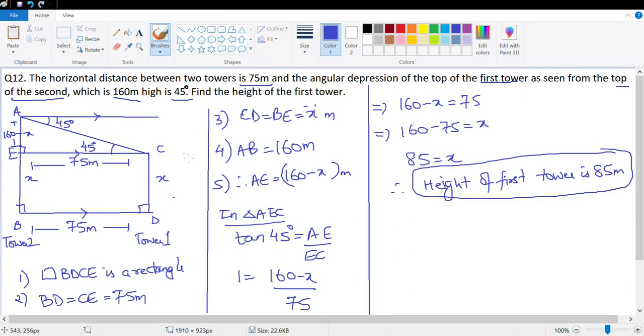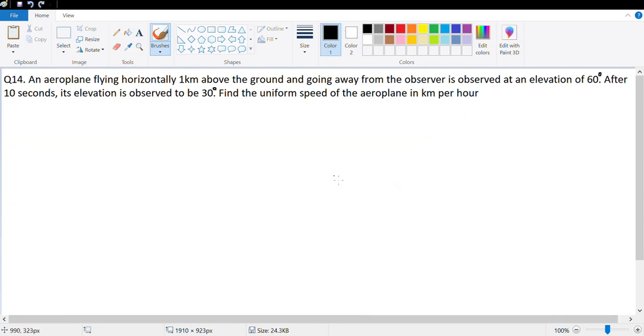But there was a slightly different thing because there were two towers. Next, let's look at the next question. The next question that we are doing is question number 14. Question number 14 says, an aeroplane flying horizontally 1 kilometer above the ground and going away from the observer. Okay, so this is 1 kilometer above the ground, it's going away, the angle is 60 degree. After 10 seconds, the angle of elevation is 30 degree. Okay, and the speed is uniform. We need to find it in kilometer per hour.